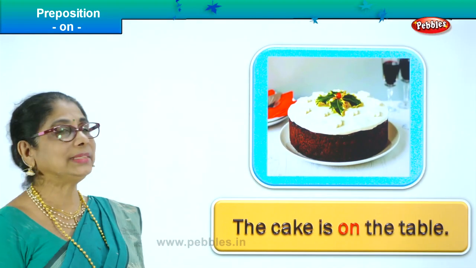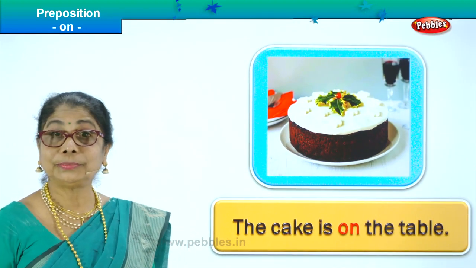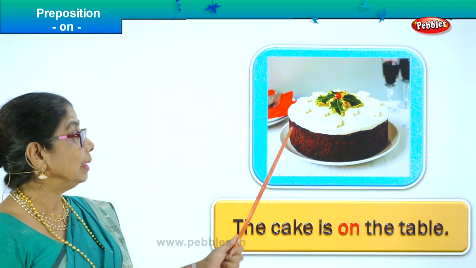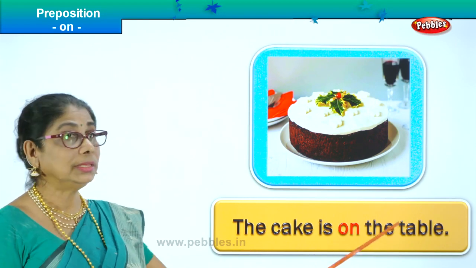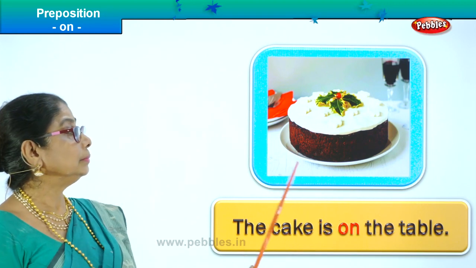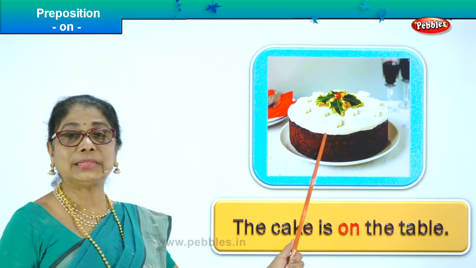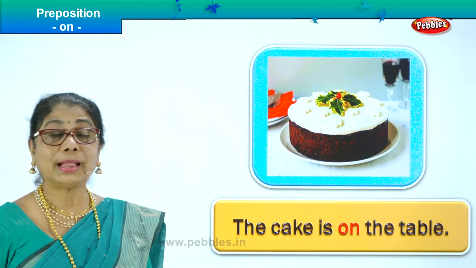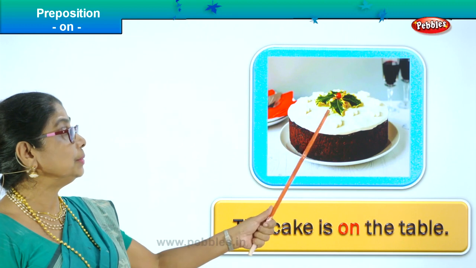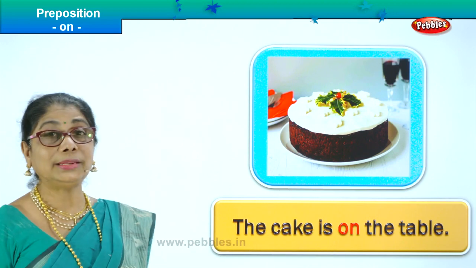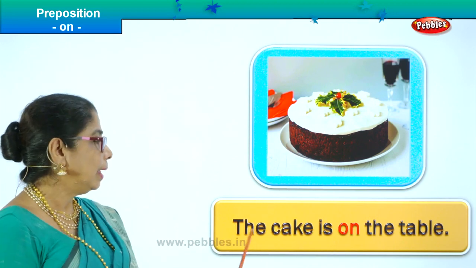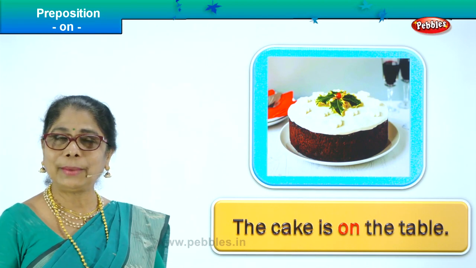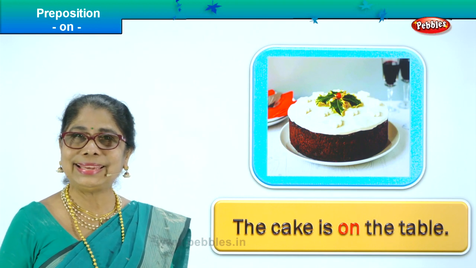Okay, now let's take a new picture. Look, what do we see here? Cake. You like cake? Yes. Where is the cake? The cake is on the table. The table is here, the cake is placed on the plate and it is there on the table. We're going to cut the cake. Come everybody, come along. It's Christmas time and the cake is ready. Where is the cake? The cake is on the table. So all can come around, cut and eat.